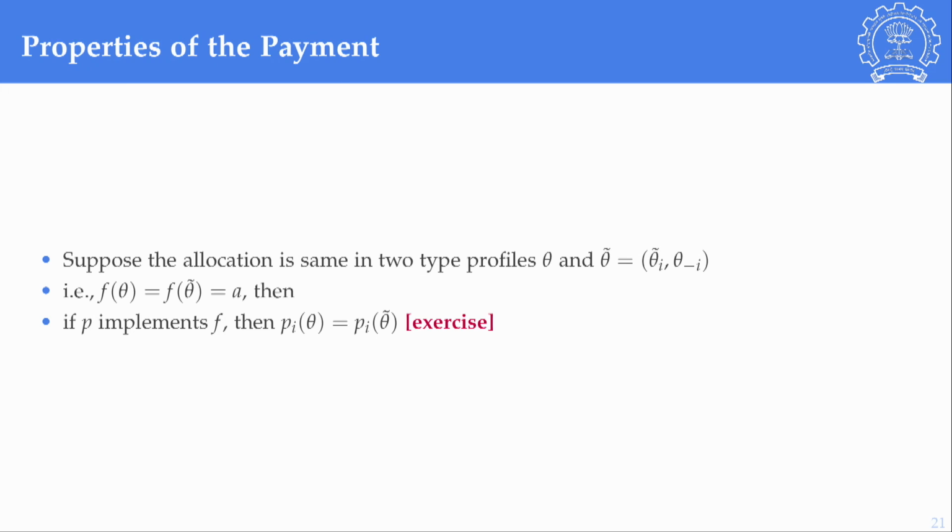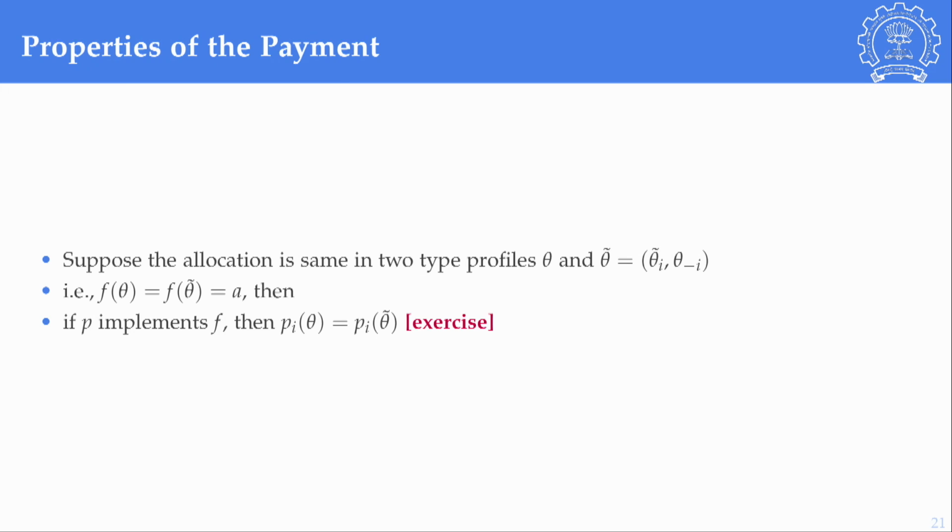One other observation is that if you have the same allocation in two different type profiles, this is a property of dominant strategy incentive compatibility. Maybe you can try to do it during lunch or before the tutorial session. So suppose you are an agent who is thinking about, let us say, misreporting theta i tilde, but it happens to be such that even if you misreport, the outcome does not change, or the allocation does not change.